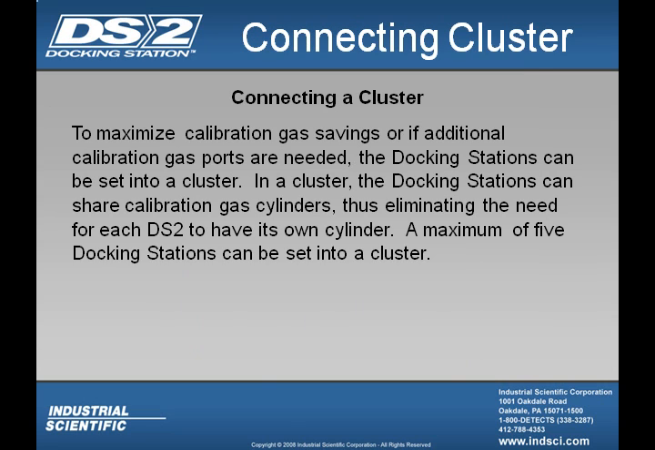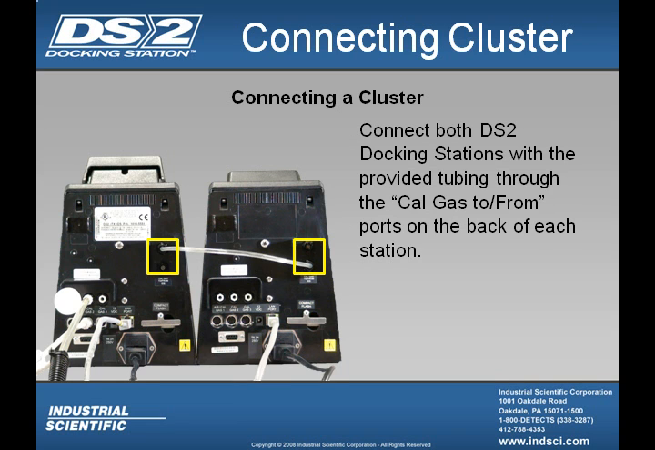To maximize calibration gas savings, or if additional calibration gas ports are needed, the docking station can be set into what's called a cluster. Now in a cluster, the docking stations can share calibration gas cylinders, thus eliminating the need for each DS2 to have its own cylinder. A maximum of 5 docking stations can be set into a cluster. So let's look at an example of clustering 2 DS2s together.